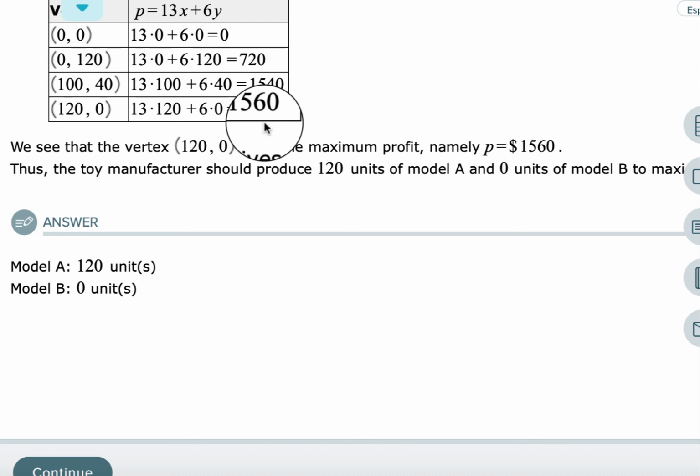So I hope this short movie, well, not so short movie, on solving a word problem using linear programming was helpful. Alrighty, bye-bye.